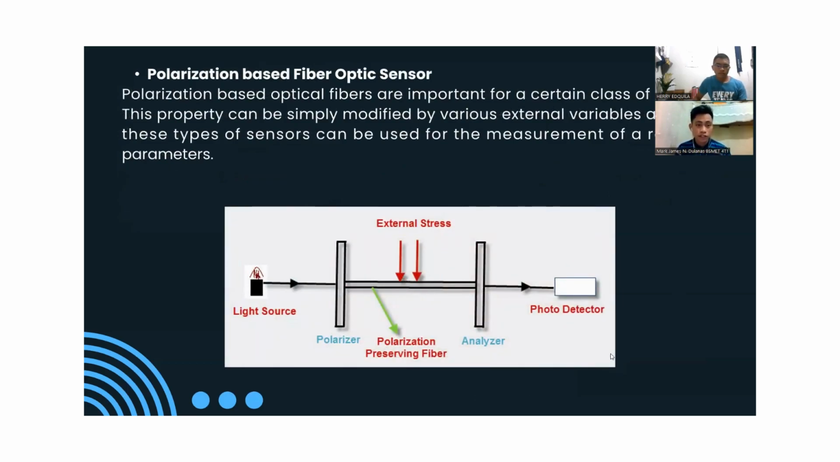Next is polarization-based fiber optic sensor. Polarization-based optical fibers are important for a certain class of sensor. This property can be simply modified by various external variables, and thus this type of sensor can be used for the measurement of a range of parameters.